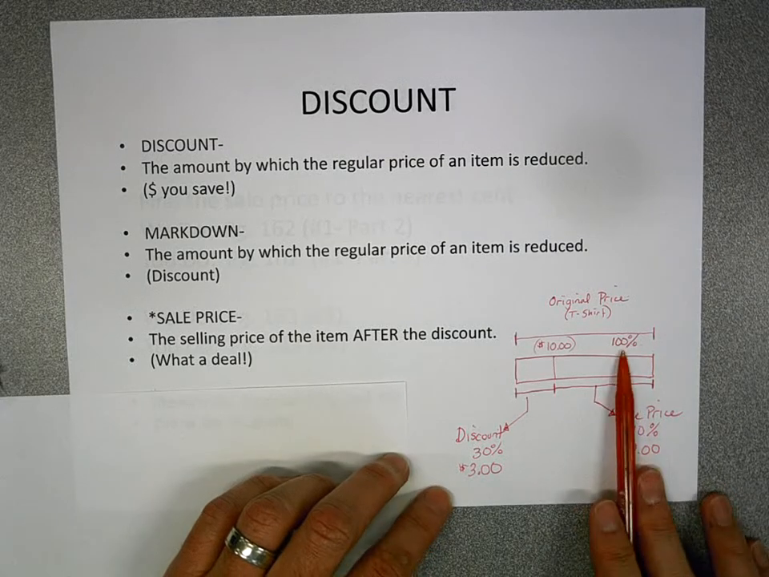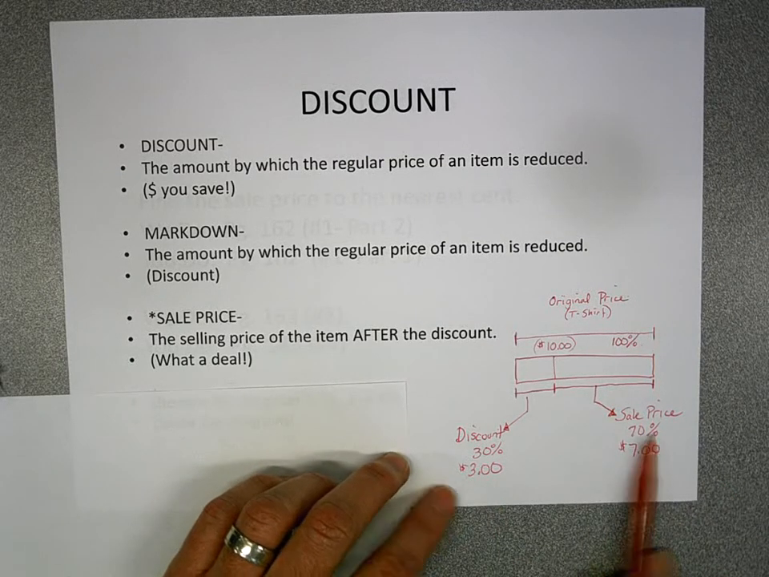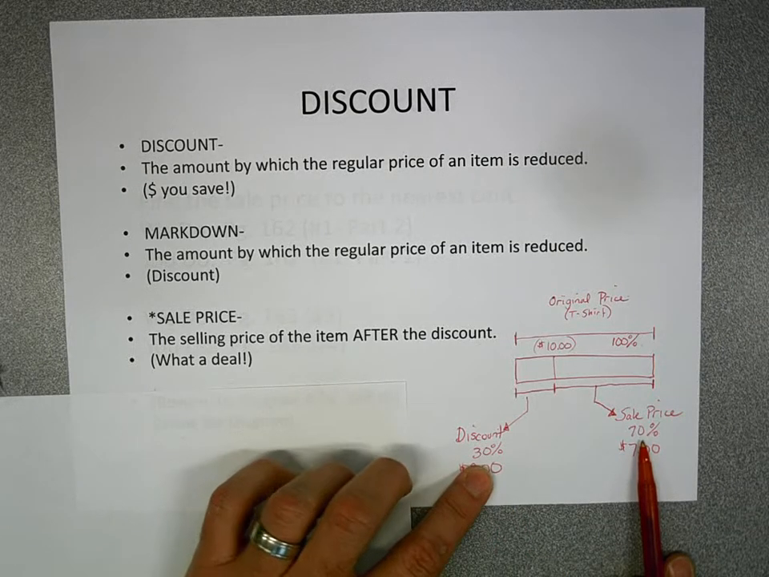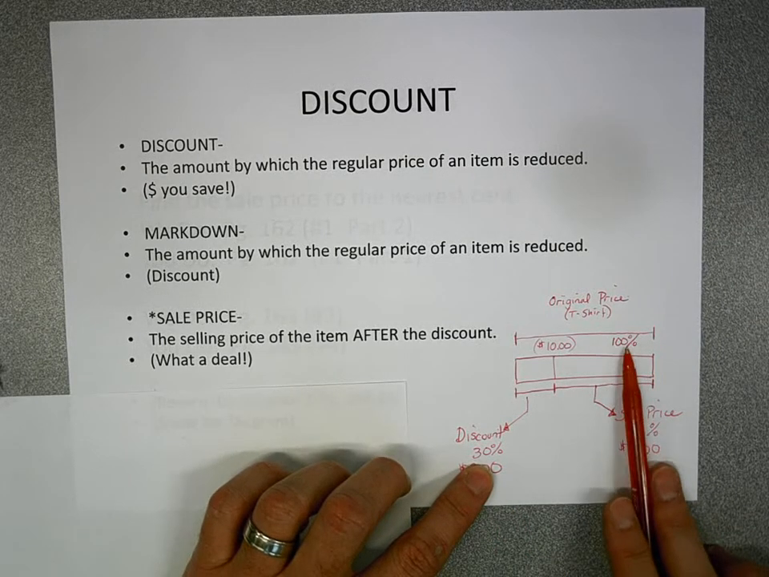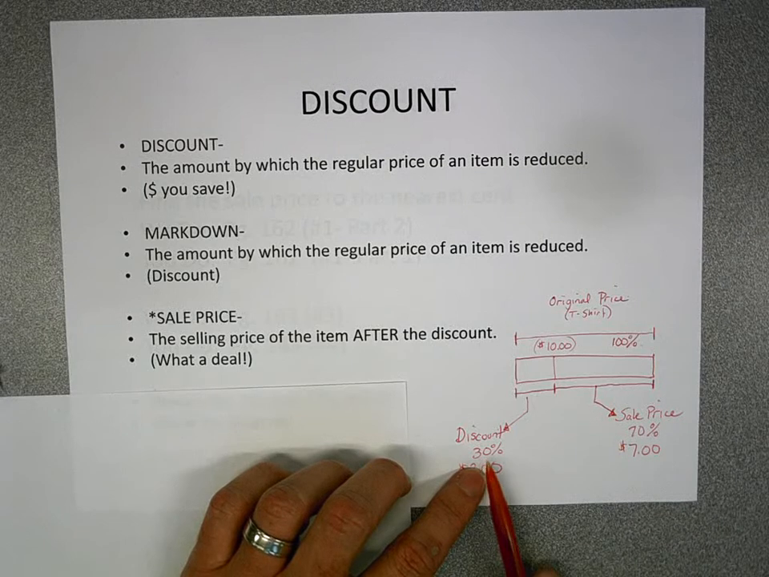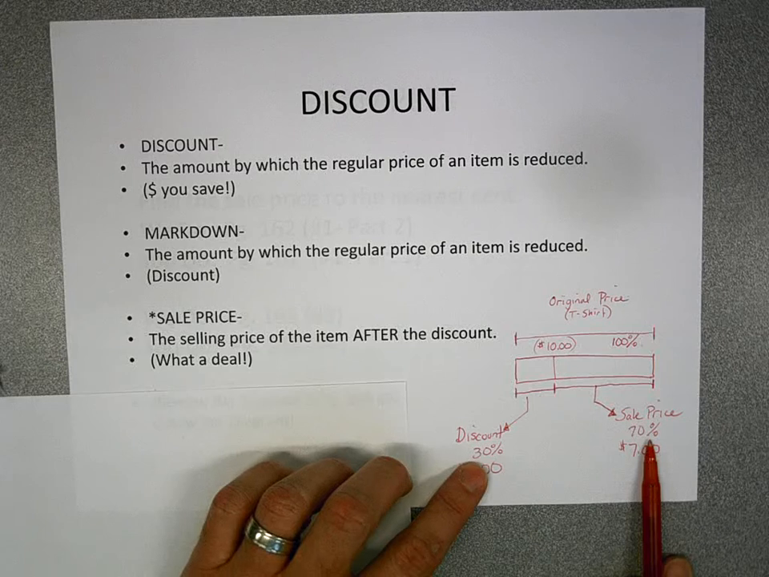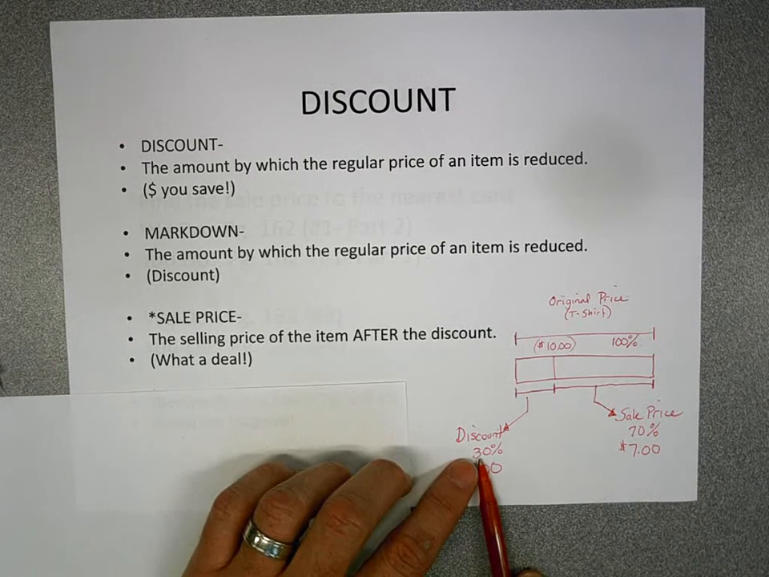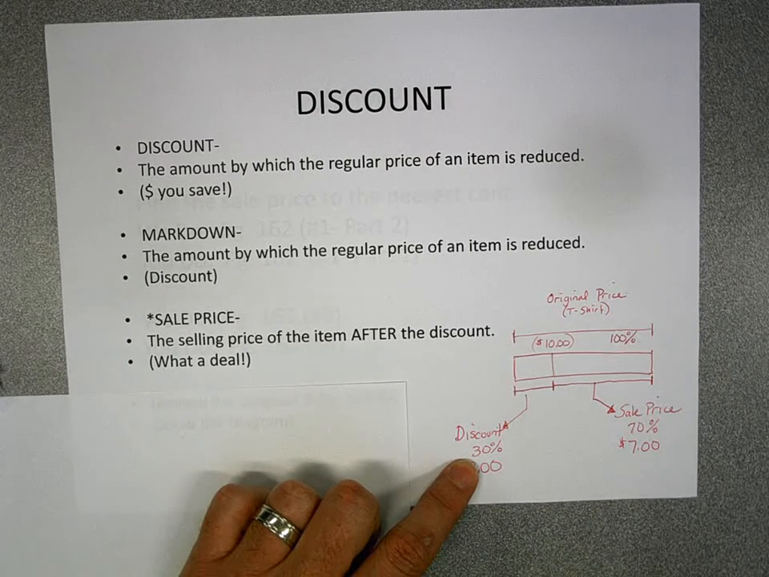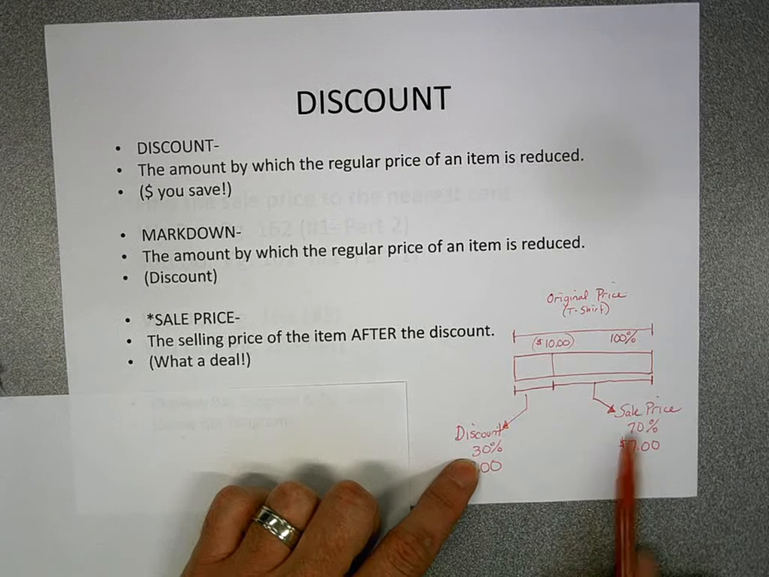The percents work the same way. Your discount percentage plus your sale price percentage is always going to equal 100%, because the original price is always 100%. So if the discount was 50%, what's the sale price percentage going to be? 50%. If the discount percent was 25%, what's the sale price going to be? 75%. You see that? So this plus this is always going to equal 100%. Or of course, 100% minus one of them is always going to be the other.